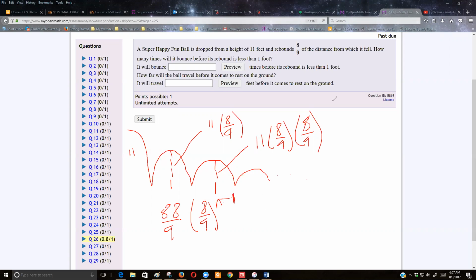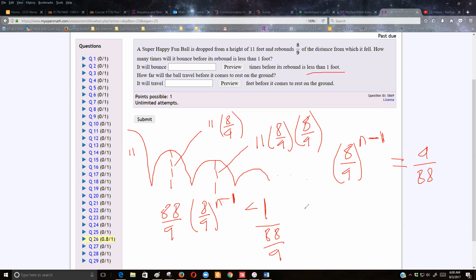Now what I'm interested in is when will the rebound be less than a foot? So when is that height going to be less than a foot? I'm going to use some logarithms to solve this. I'm going to divide by 88 over 9, or multiply by 9 over 88. And so that's going to give me 8 over 9 raised to the n minus 1 equals 9 over 88, times 1. That just gives me 9 over 88.